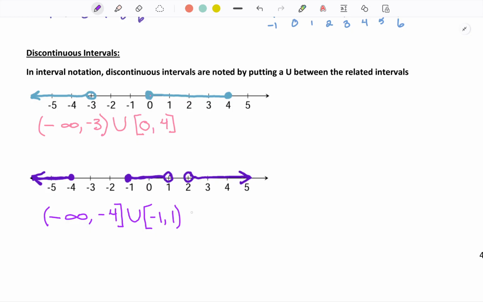So then we skip over to 2. So we're going to have a U again because we have a break in that graph. And then we are going to go from 2 all the way up to infinity from there. So that also gets a parenthesis.